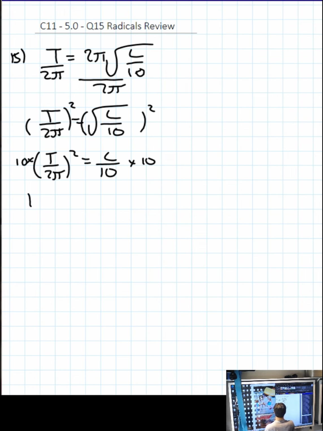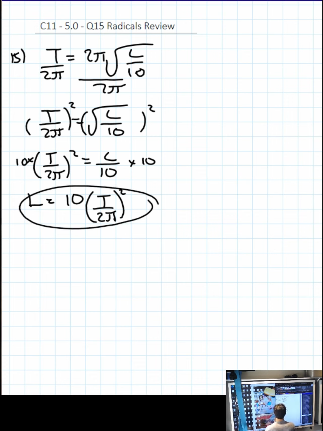And we can mirror it. L equals 10, open, T over 2 pi, close, squared. So let's circle that answer. So that's our expression for L. You could start squaring stuff on the inside of the brackets, fine, but we're just not going to. Now they're saying find L if T is 1.4. Off to the right, capital T equals 1.4. Now let's very carefully substitute 1.4 in for T.